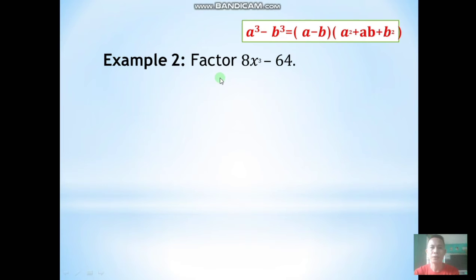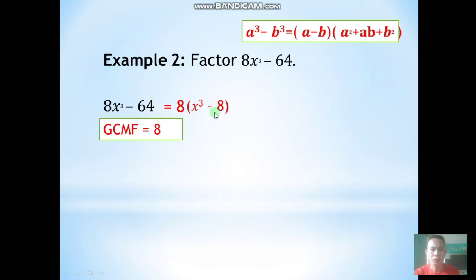Okay, example number 2. Factor 8x cubed minus 64. Alright, so you have noticed guys that both terms can be expressed into exponential form by the power of 3 directly. But take note also that both terms have something in common. So we have what we call the greatest common monomial factor. So let us apply this one first. Okay, so this is our first factor and this is the other factor.